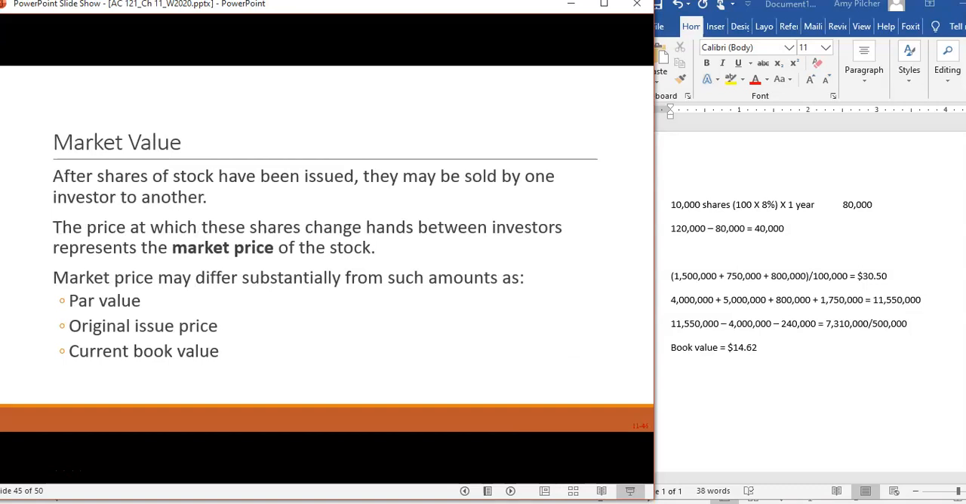As I said before, after shares of stock have been issued initially, they can be sold from one investor to another. That price is the market price of the stock. The market price of the stock is very different from the par value of the stock, the original issue price, and the current book value of the stock. You can look up the market value of any stock just by simply Googling the name of the company in a search bar. You can also go to websites like Yahoo Finance and look at current market values of stock.